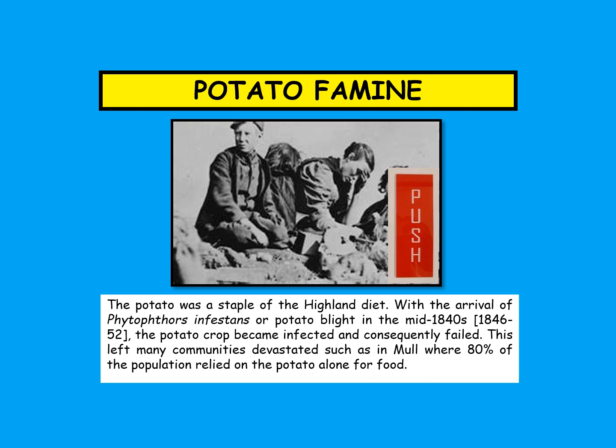And when this particular condition happened, and it infected the potato plants roughly about the mid-1840s, so we're talking about the years between 1846 to 1852, the crop became infected and it failed. And it left a lot of the communities devastated because they couldn't have this food source. So in places like Mull in particular, 80% of the population relied on the potato alone for food. So when this disappeared, it meant that starvation was a really serious concern that they actually had.